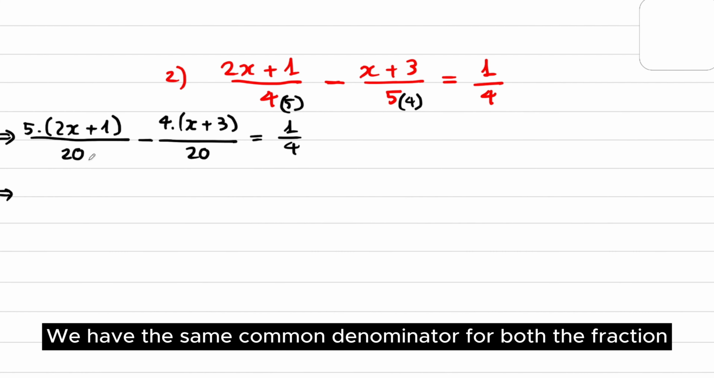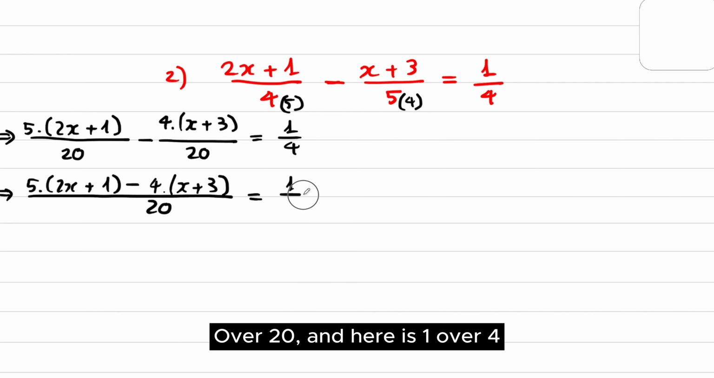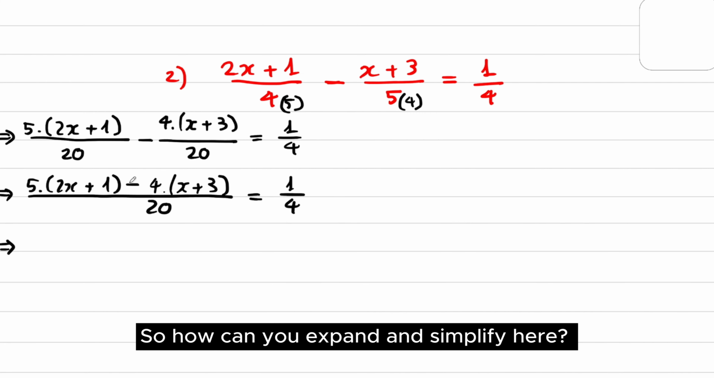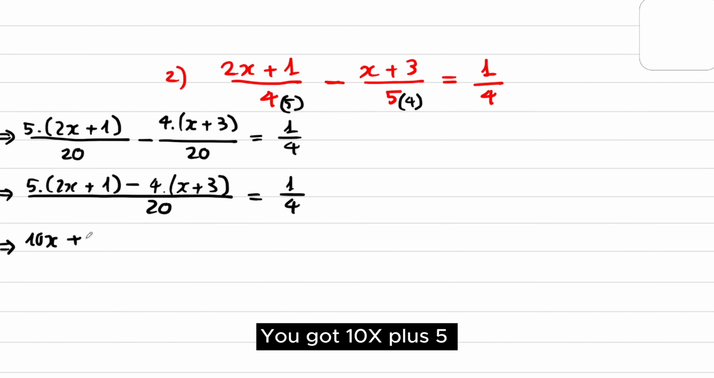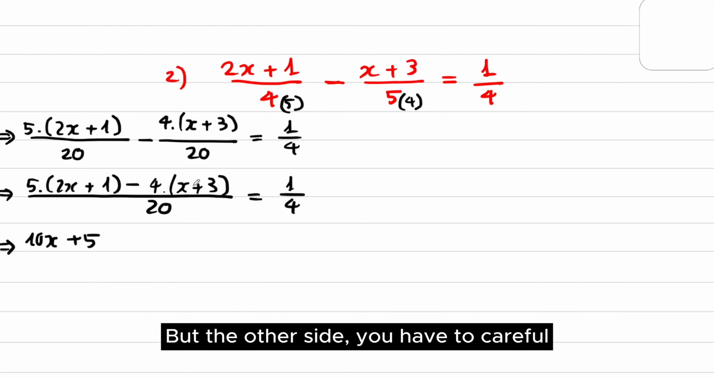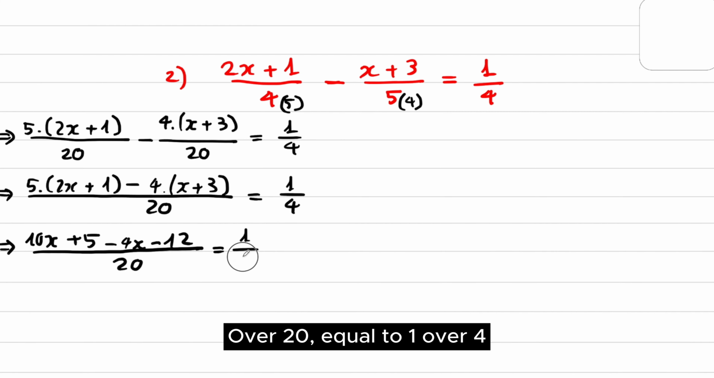So for this one, we have the same common denominator for both fractions. So I will combine them into one fraction like this, over 20, and here is 1 over 4. Okay, so how can you expand and simplify here? The first bracket is very easy. You got 10x plus 5, but on the other side you have to be careful. Minus 4 times x, minus 4 times plus 3, you got minus 12 over 20 equal to 1 over 4.